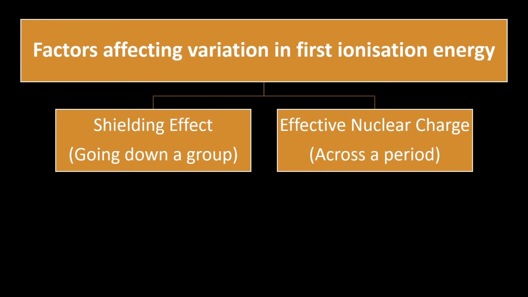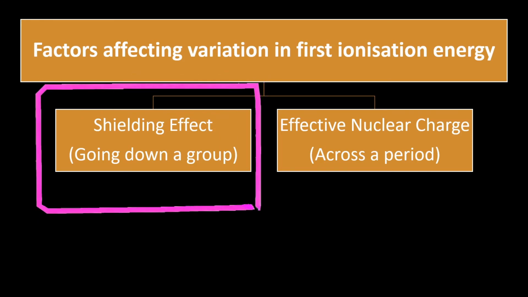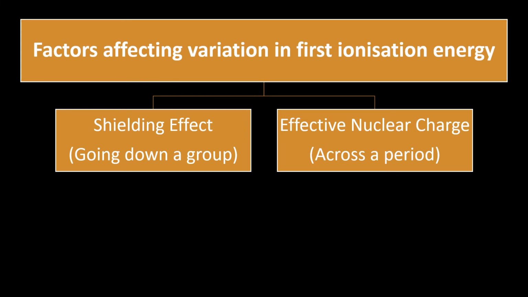When going down the group, shielding effect becomes the dominating factor in affecting the variations in first ionization energy of elements. When going down the group, the number of shells filled with electrons increases. This can be seen by the increase in the highest principal quantum number of an element. When the number of shells filled with electrons increases, shielding effect is expected to increase going down a group.